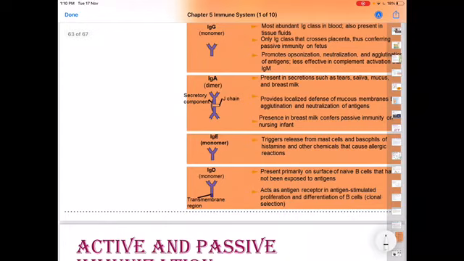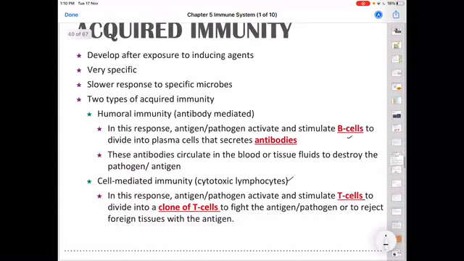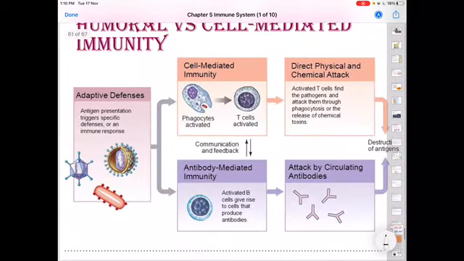Okay, and then we have IgE, trigger release from mast cell and basophil of histamine and other chemical that causes allergic reaction. And the last is IgD, present primarily on surface of naive B cell that have not been exposed to antigens. So these IgD act as antigen receptor in antigen stimulated proliferation and differentiation of B cell. Okay, so that is the 5 types of the antibody classes.